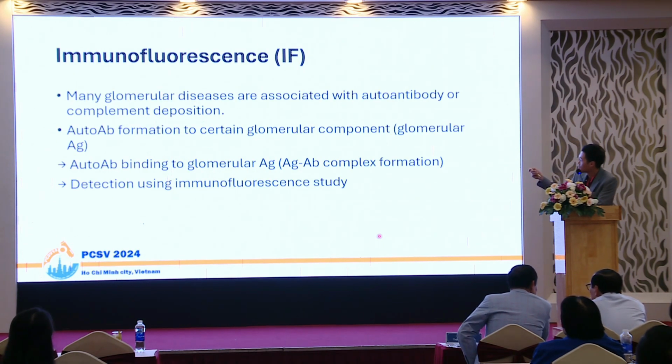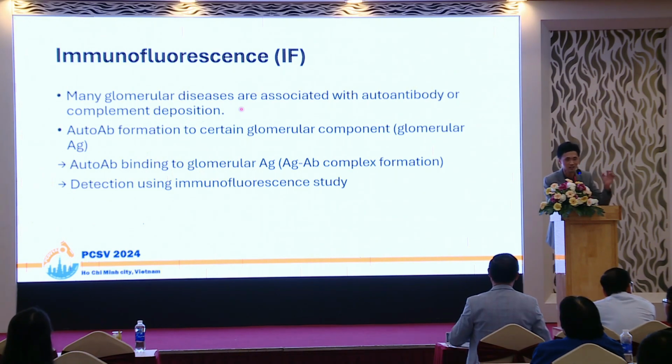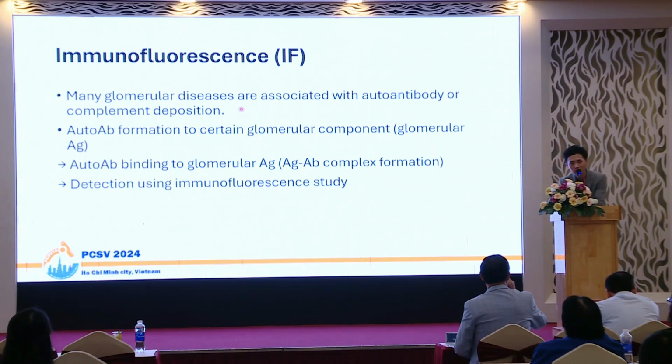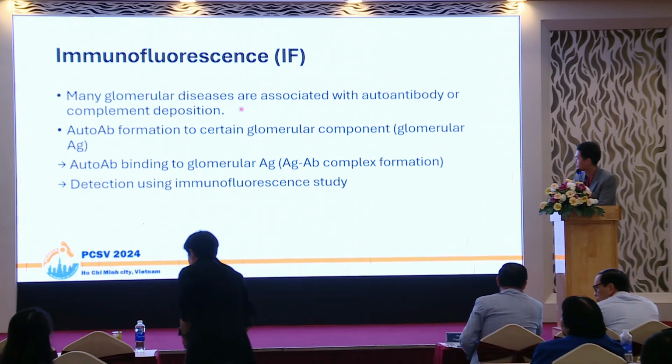Now I move on to the immunofluorescence. Many glomerular diseases are associated with autoantibody, which means antibody reacts to glomerular antigen or some other antigen and makes an immune complex in glomeruli, or only complement deposition without immune complex. So when there is an immune complex or complement deposition, we detect them using immunofluorescence.